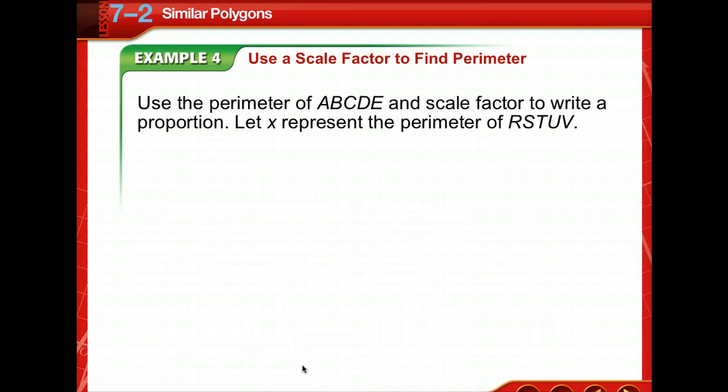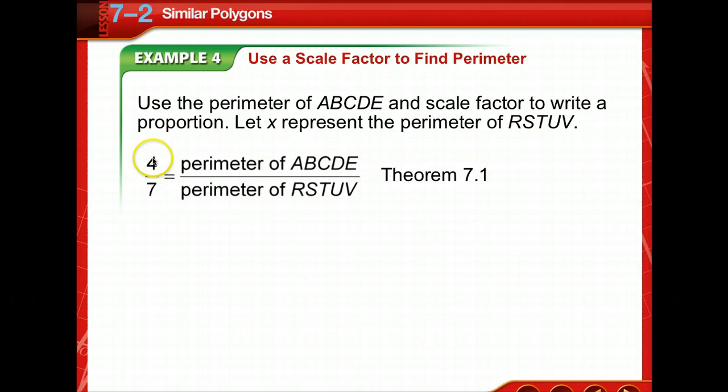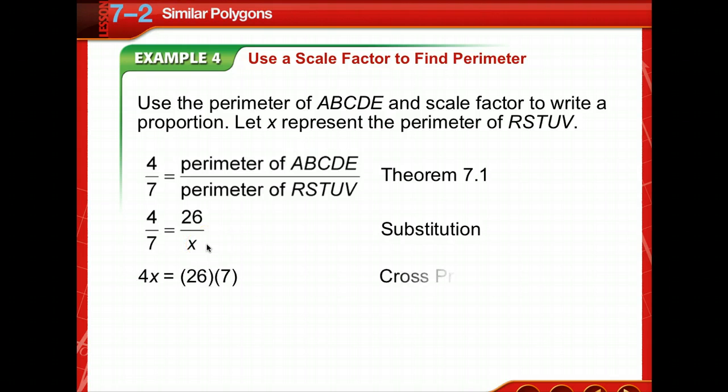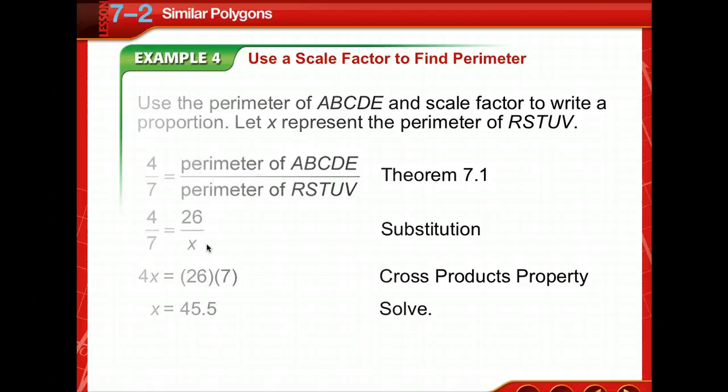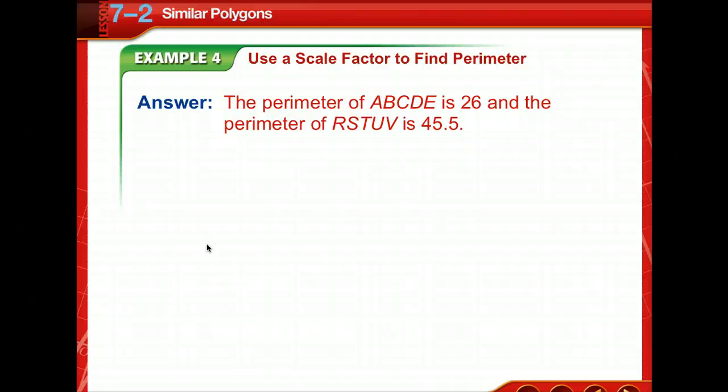Now we're going to use the perimeter of ABCD and the scale factor to write a proportion. So let's let x represent the perimeter of RSTUV. So our scale factor is 4 over 7. We know the perimeter of this one is 26, so let's try to find the perimeter of the other one. Do our cross products. So x is equal to 45.5. So the perimeter of ABCD is 26 and the perimeter of RSTUV is 45.5.